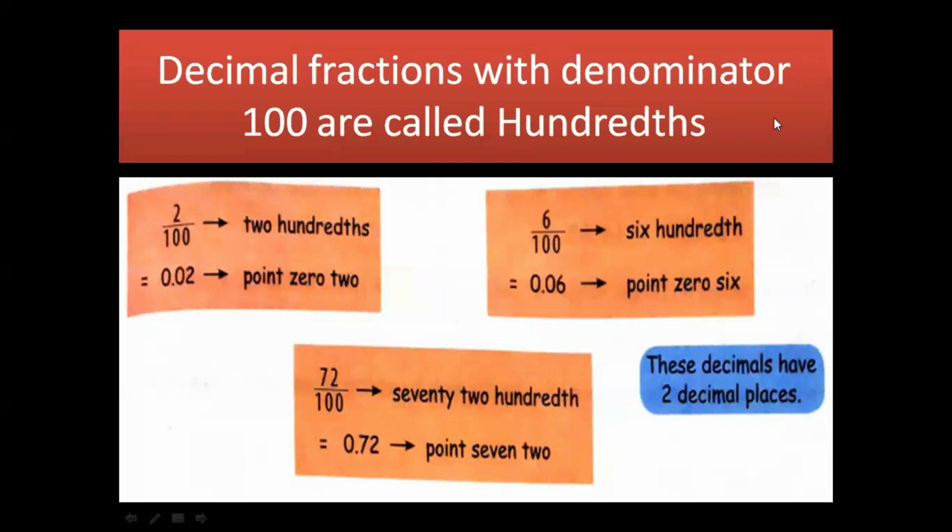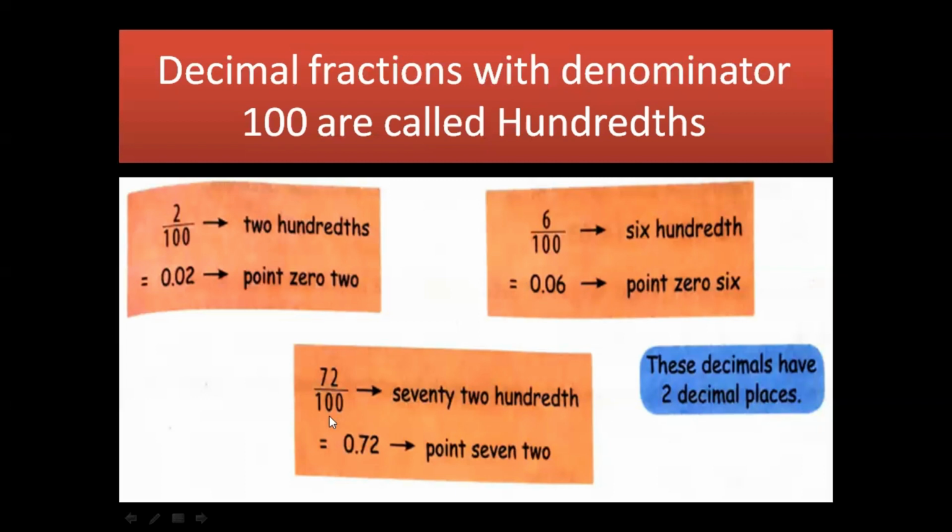Decimal fractions with denominator 100 are called hundredths. For example, 2 by 100. Put the decimal point after two decimal places. See here, 2 is already there. Before 2, we have to add 0. Two decimal places before, we have to keep the point. That is 0.02. These decimals have two decimal places.